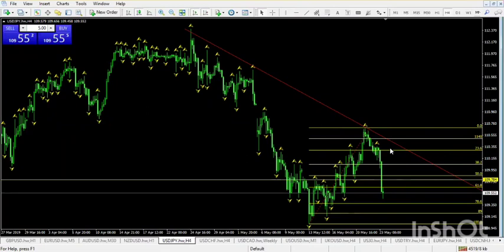I think we should wait 40 minutes or 30 minutes until this candlestick is completed.